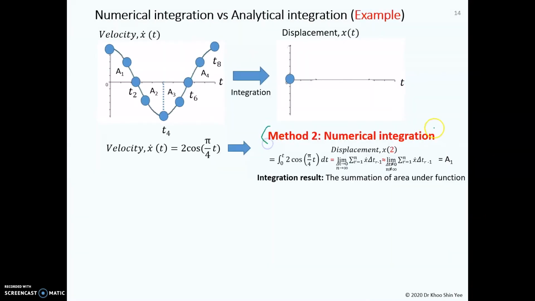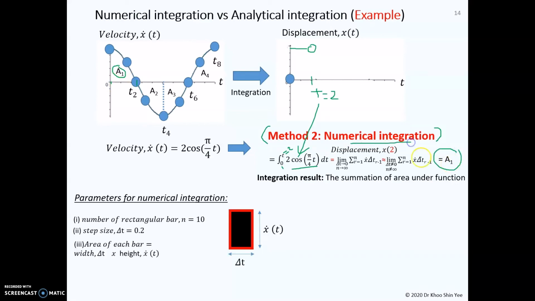Let's use numerical integration to solve the same problem. Imagine that you want to find the displacement from the velocity data at t equal to 2. So we know that to do this, we can perform the integration on the velocity data by taking the limit from 0 to t equal to 2. The displacement at t equal to 2 here is actually the area under the curve from 0 to 2. So it can also be called A1.